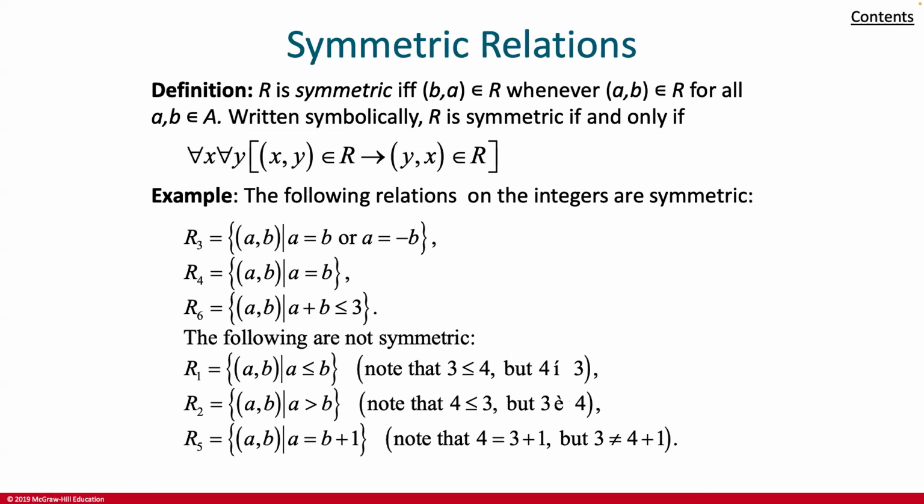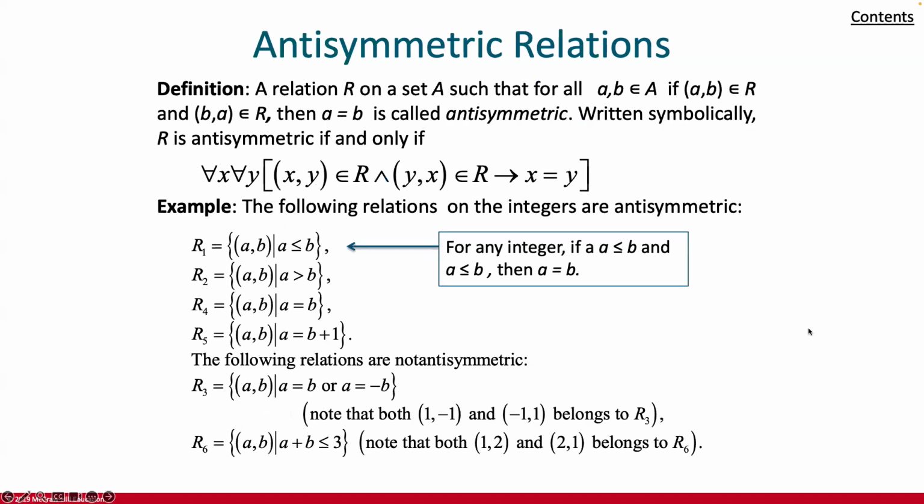Okay, what about symmetric? So we can be thinking of symmetric as it's written here, but in other words, a relation is symmetric if and only if A related to B implies that B is related to A. So you can go from A to B and B to A. That's what this is trying to imply.